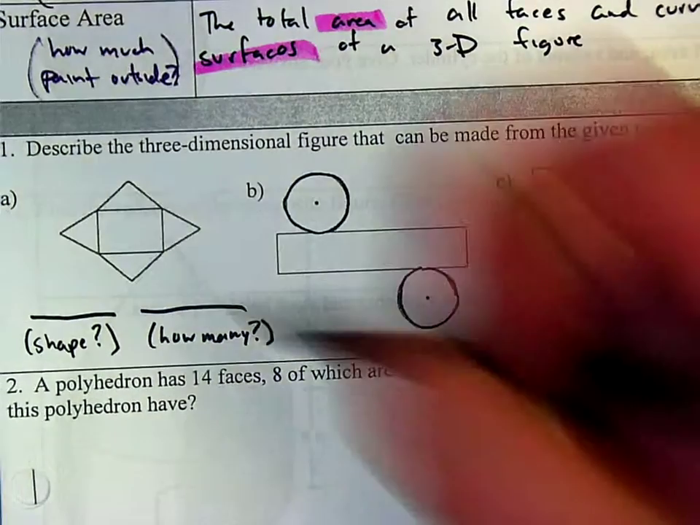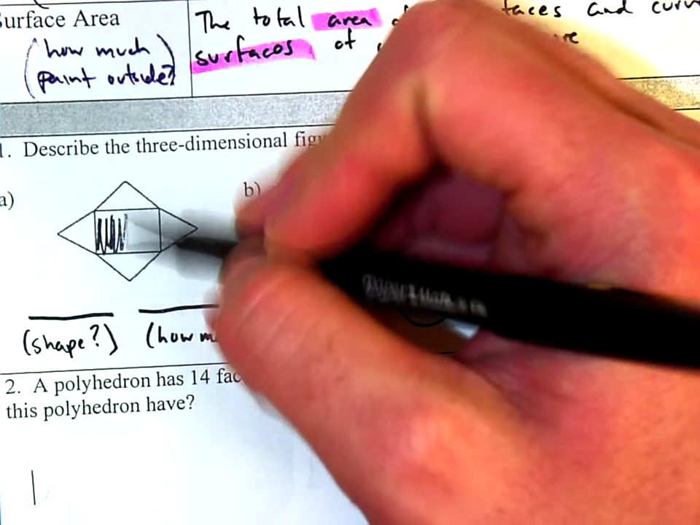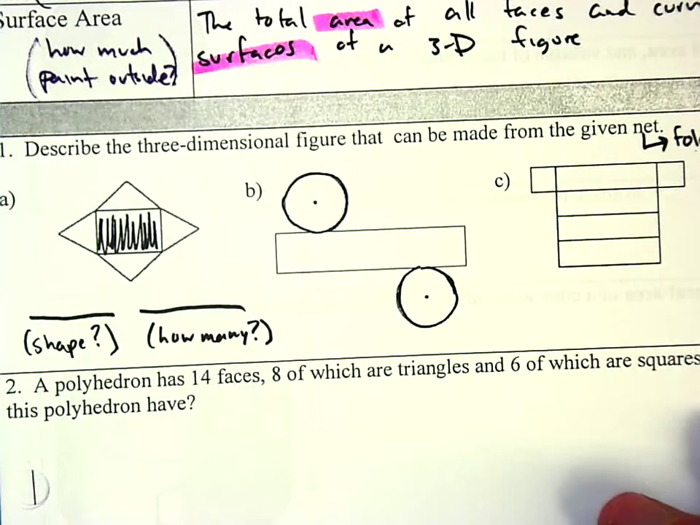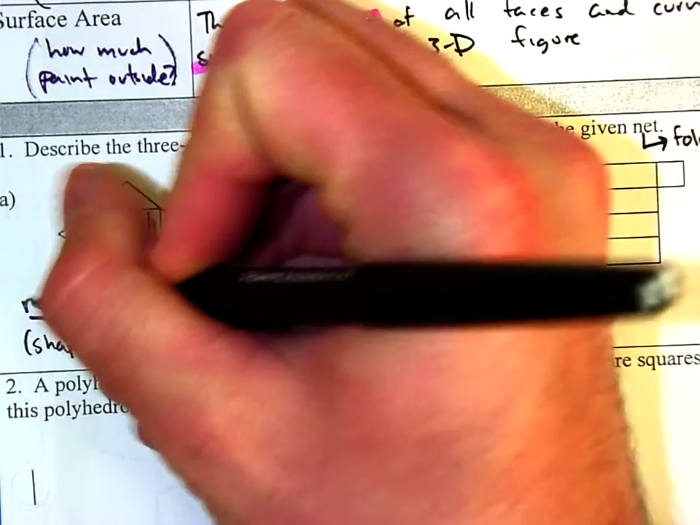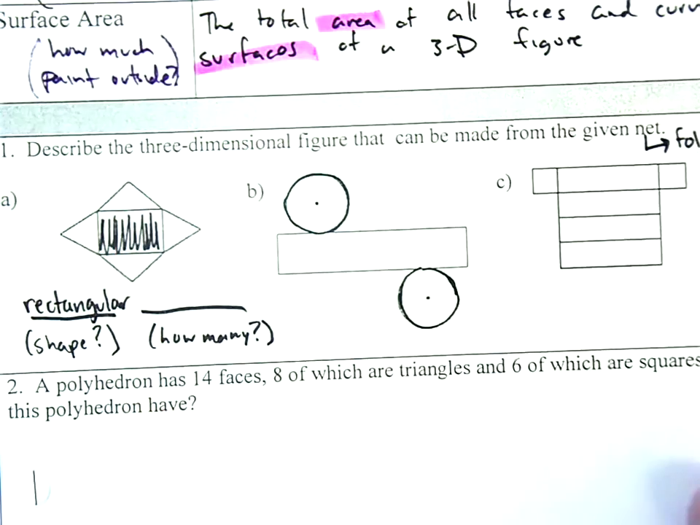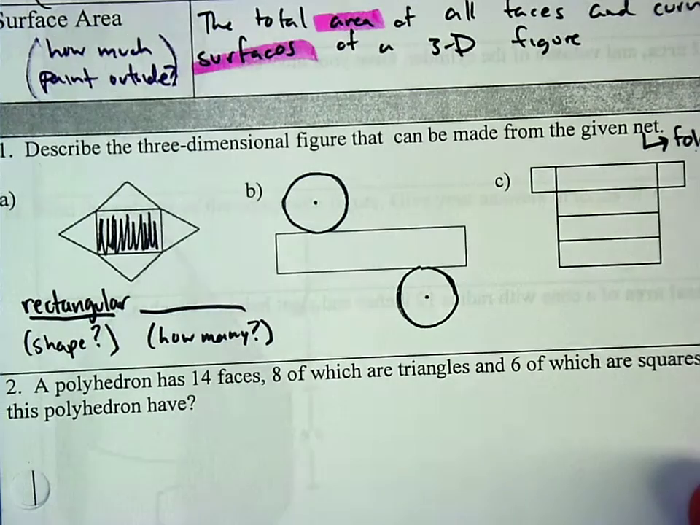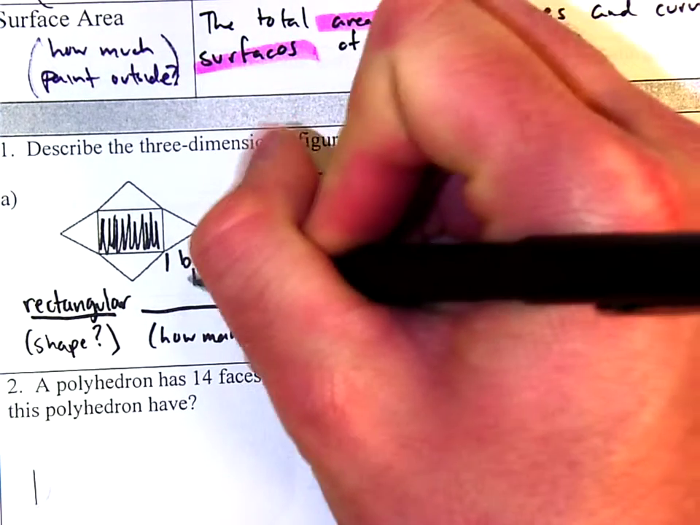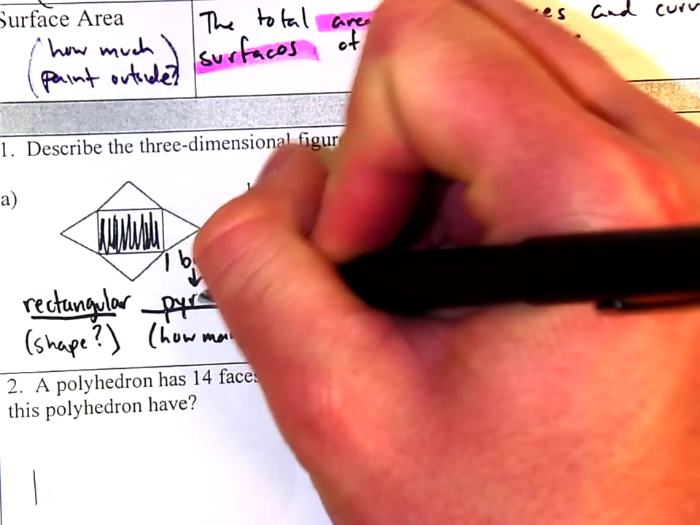Now for A, it's easiest to see that this thing in the middle is obviously the base. We can kind of tell that right off the bat. The shape is rectangular because the base is a rectangle. And then how many of them? Well, there's one base, so we call that a pyramid.